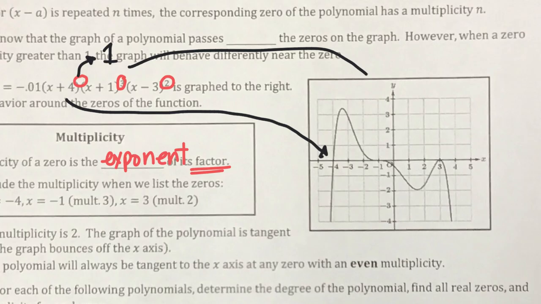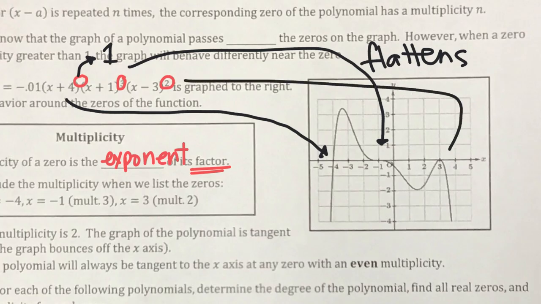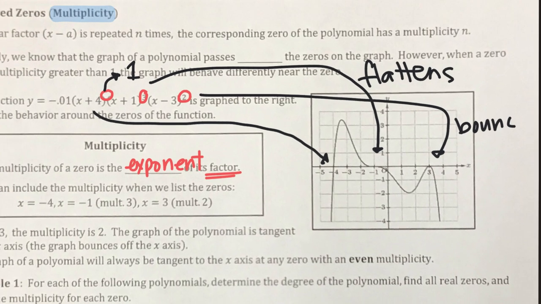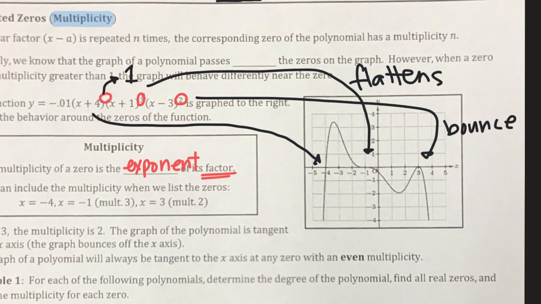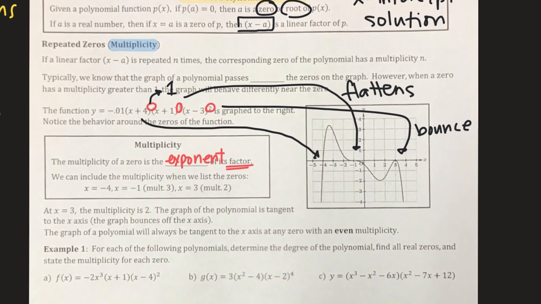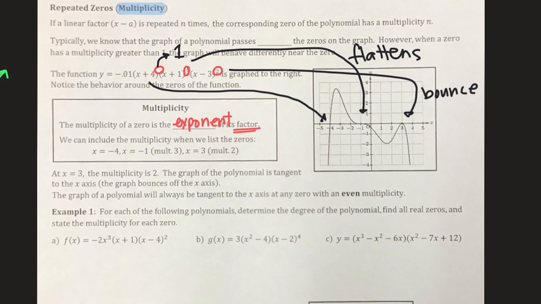The graph flattens. See how flat this is? The graph flattens when it crosses at -1 because it has a multiplicity of 3. And the graph bounces at +3 because it has a multiplicity of 2. So our multiplicities have a graphical implication to them: crossing, flattening, or bouncing. So let's see, what else do we have?